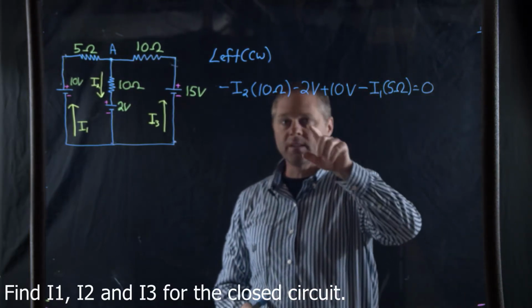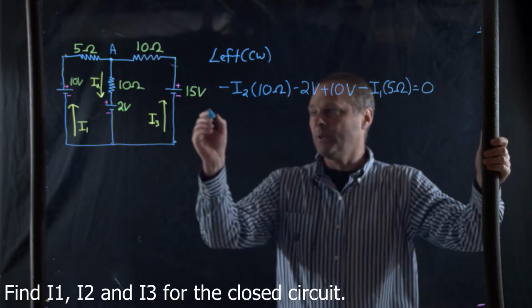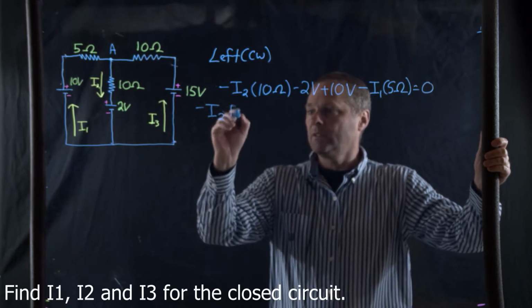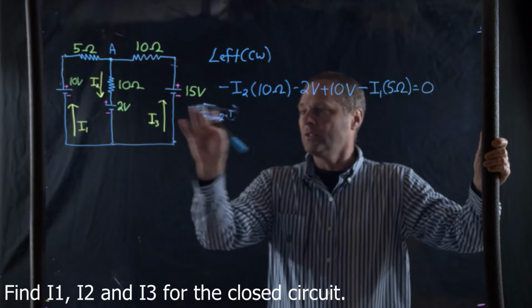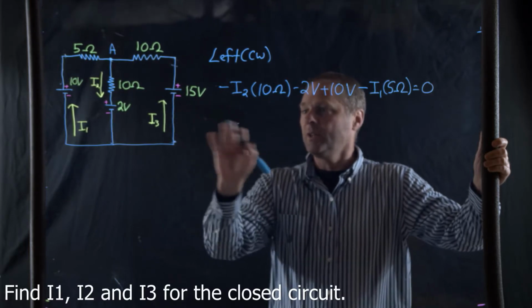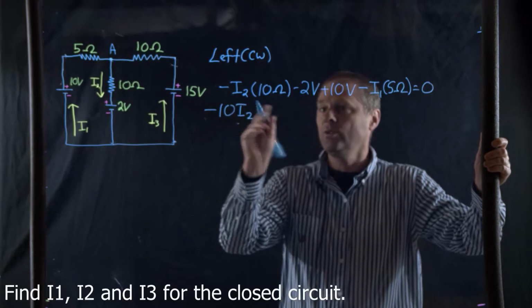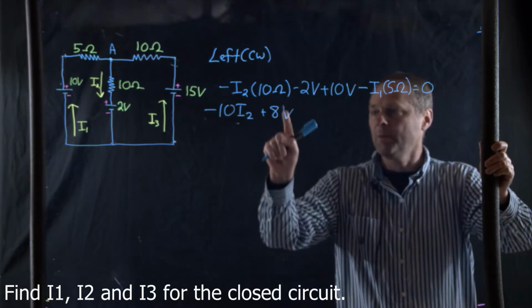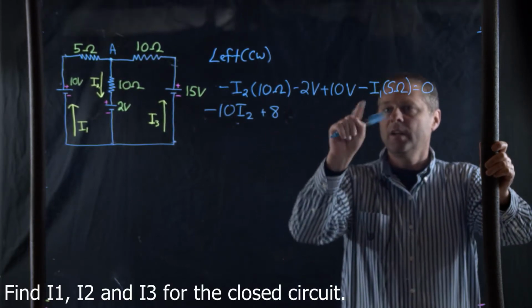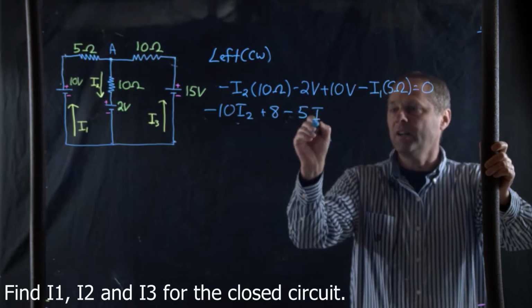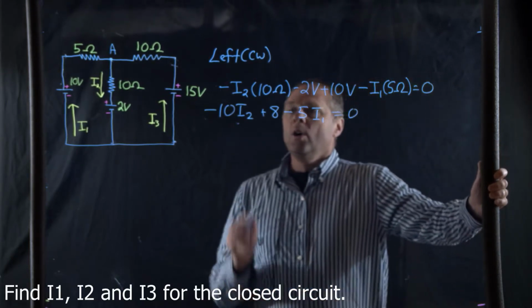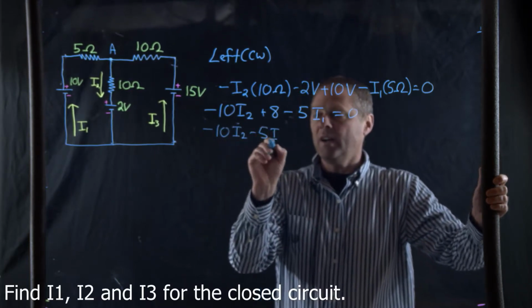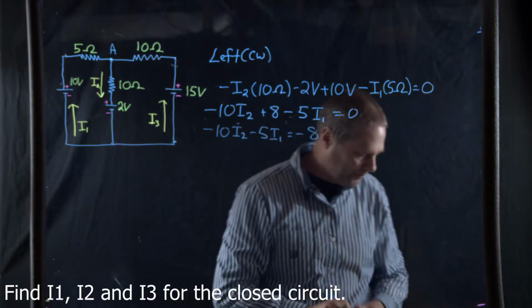Now we can rewrite this without the units. Let's just start this over. So this becomes minus 10I2, plus 8 volts, or we'll just say plus 8, and minus 5I1 is equal to 0. We can rewrite this now as minus 10I2 minus 5I1 is equal to minus 8.